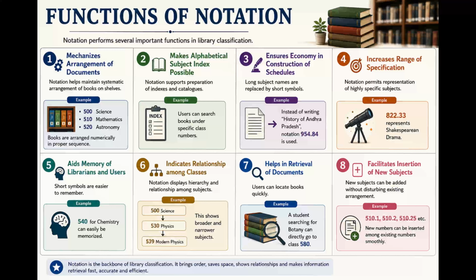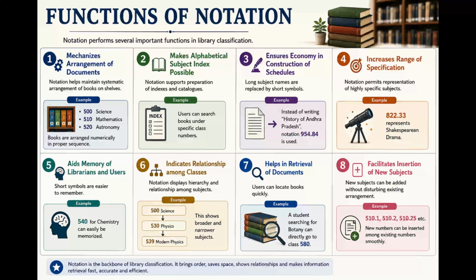The third function is economy in construction of schedules. Long subject names are replaced with short symbols. For example, instead of writing history of Andhra Pradesh, we simply write 954.84. The fourth function is increasing the range of specification. Notation can represent very specific subjects. For example, 822.33 represents Shakespearean drama. The fifth function is aiding memory. Short symbols are easy to remember. For example, 540 for chemistry.